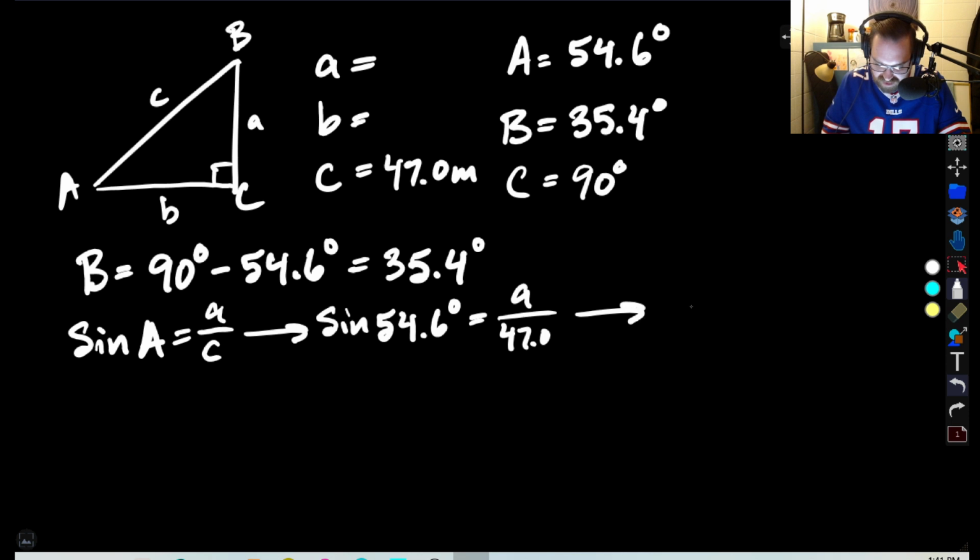And if you remember, that means that A is equal to 47.0 times sine, since the unknown variable is on the top. So 47.0 times sine of 54.6 degrees. Oops, I guess the degree measure goes on the inside, eh?